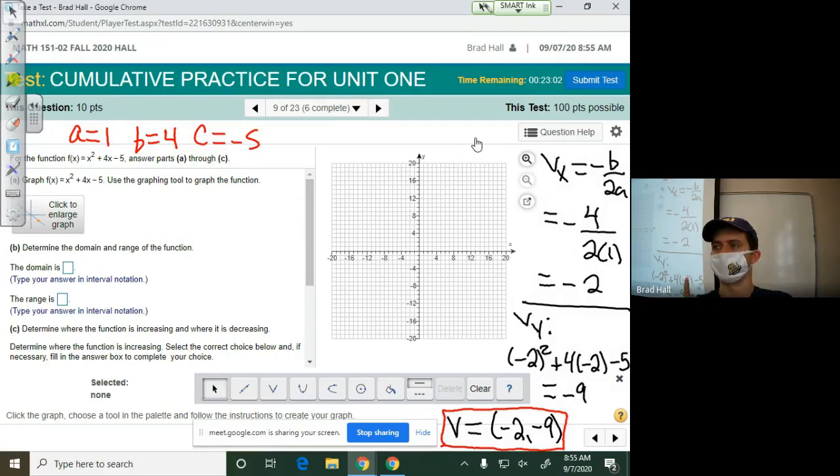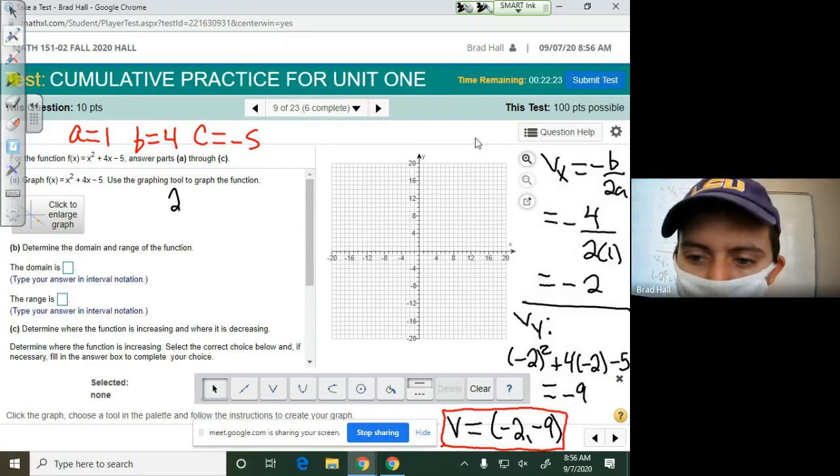The issue is, as we noticed with the graph, we need a second point. We don't have that box, but we need a second point. Any point will work. How do we find a second point? Normally what I do is I find the y-intercept. That's a very easy point to find.